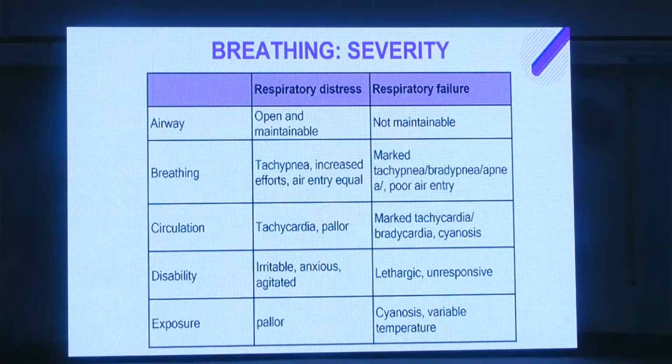In circulation, it is tachycardia and pallor. In respiratory failure, it is marked tachycardia and bradycardia and even cyanosis. And disability, the patient is more irritable, anxious, and agitated. In respiratory failure, the patient will be unresponsive. In exposure, like in respiratory distress, the patient will be paler, and in respiratory failure, the patient will have more cyanosis.